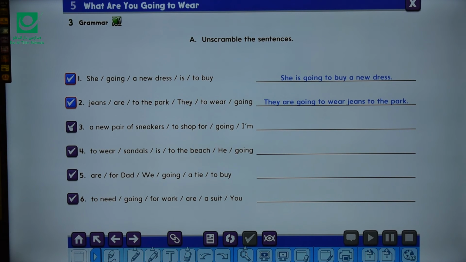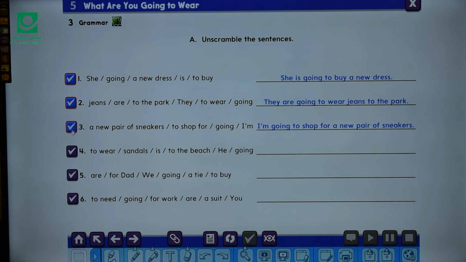Next, a new pair of sneakers to shop for, going, I'm. So we start with I'm going, exactly, to shop for a new pair of sneakers.